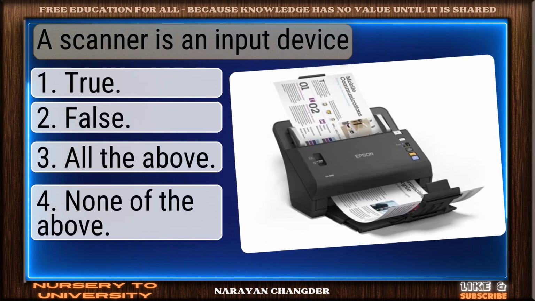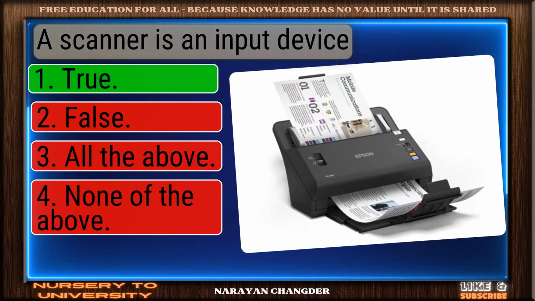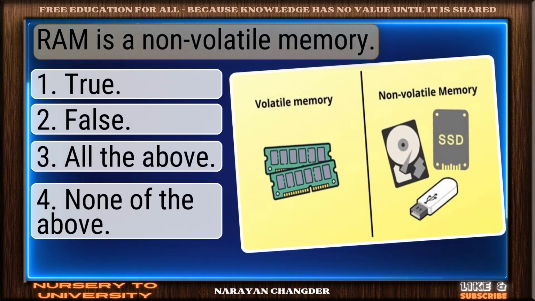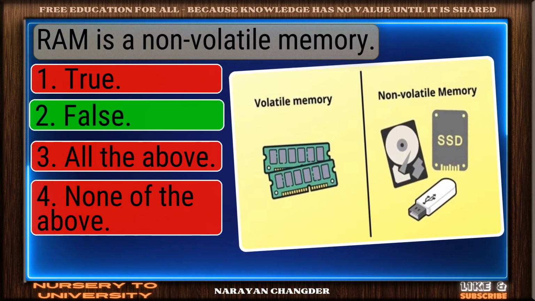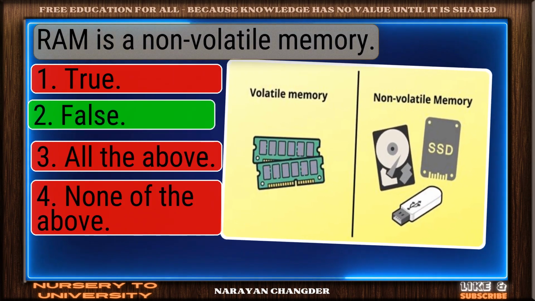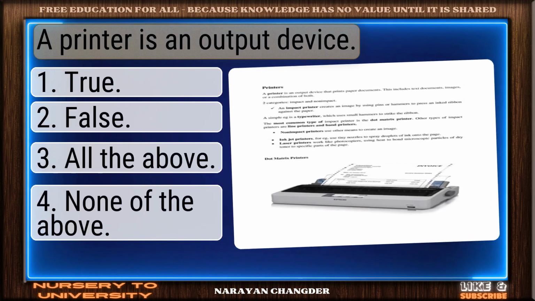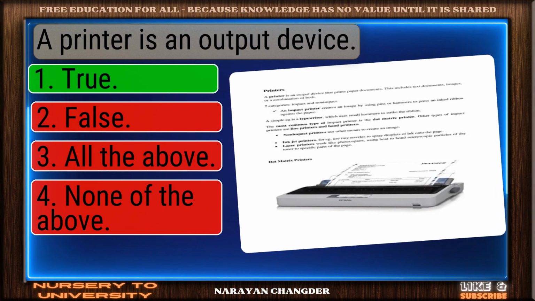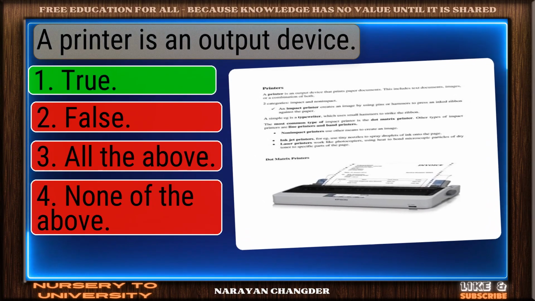A scanner is an input device. Good thinking. True is the right answer. RAM is a non-volatile memory. Clear logic. Your choice false is sound and 100% true. A printer is an output device. Exactly. True makes sense and it is right choice.